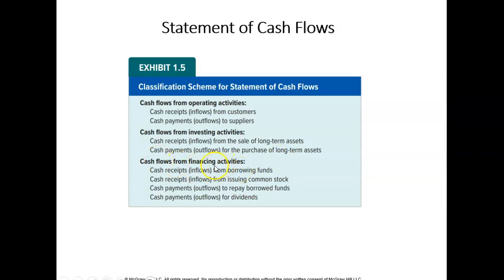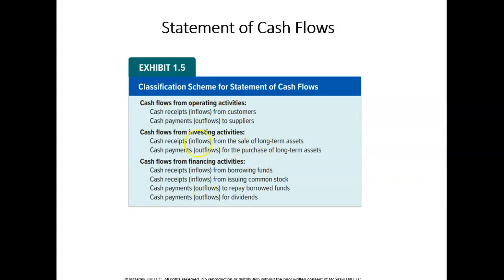Okay? Financing activities. There's what we call debt financing when you borrow money, or equity financing when you issue shares of common stock. So we'll show what money came in from financing activities, what money went out from financing activities.